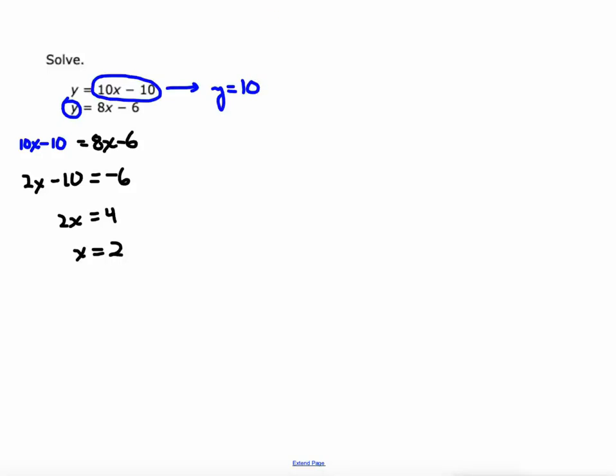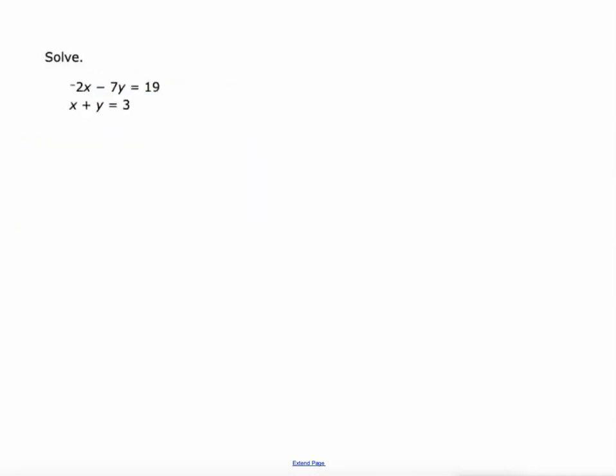So 10 times x, 2, minus 10, which is 20 minus 10, which is 10. So the solution to this system is x is 2, y is 10. Remember, you could have used a graphing method for that. I would highly recommend it if you got a graphing calculator. If you don't, substitution method works pretty quickly.